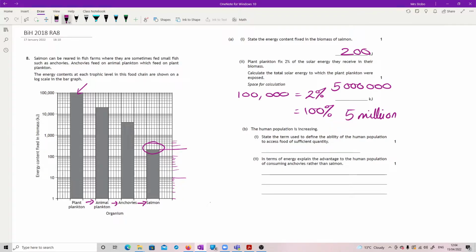Okay, right, the human population is increasing. State the term used to define the ability of the human population to access food of sufficient quantity. Well, that is just food security.